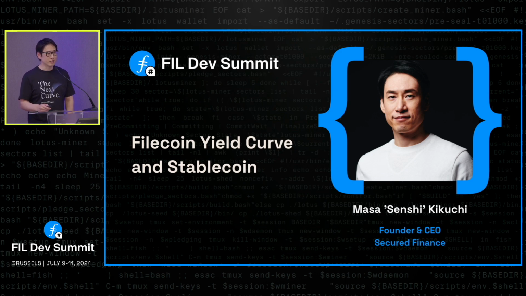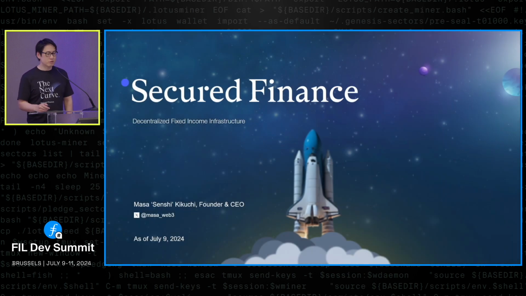Today, I'm going to talk about the Filecoin yield curve and stablecoin. So we are decentralized fixed income infrastructure. So what does it mean? It's basically coming out of my previous experience as a TradFi developer and derivative structurer. I see the DeFi space is missing fixed income business opportunities, especially fixed income interest rates. The fixed rates market is missing, and it's very hard to create with the pool-based AMM model. That's why we chose an order book-based business model.